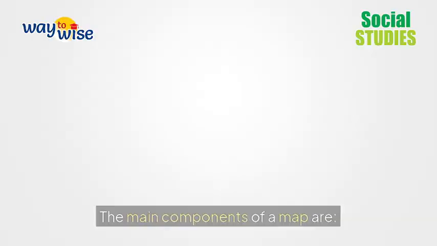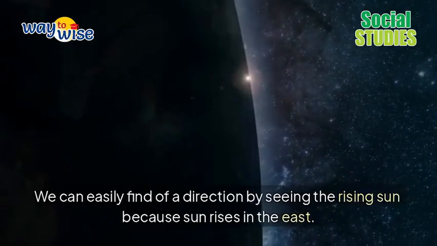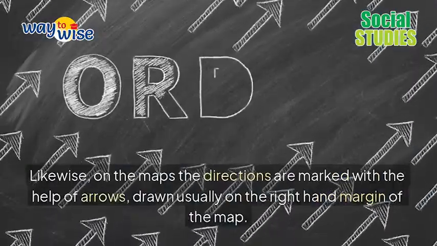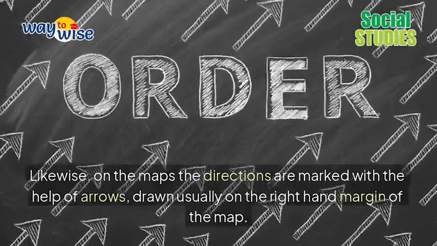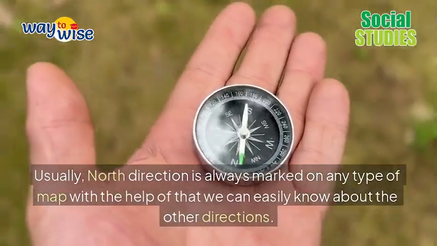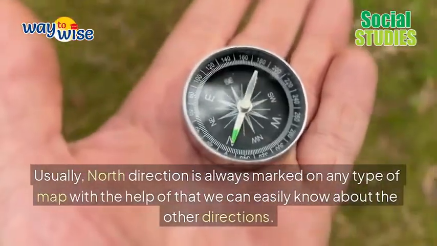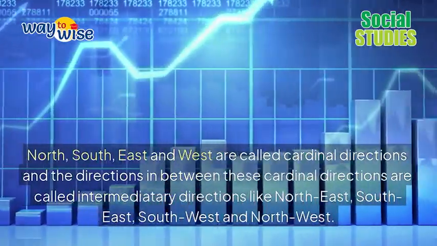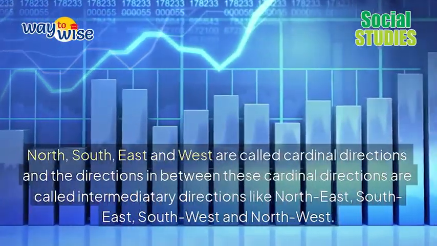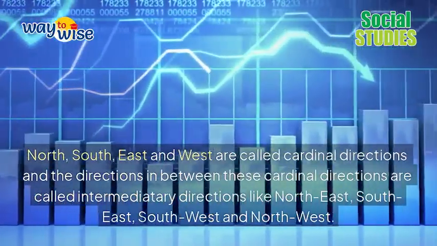The main components of a map are: 1. Directions. We can easily find a direction by seeing the rising sun because the sun rises in the east. Likewise, on the maps the directions are marked with the help of arrows, drawn usually on the right-hand margin of the map. Usually, north direction is always marked on any type of map. With the help of that we can easily know about the other directions. North, south, east and west are called cardinal directions, and the directions in between these cardinal directions are called intermediary directions like northeast, southeast, southwest and northwest.